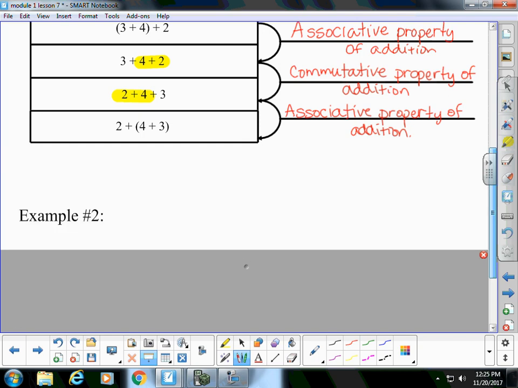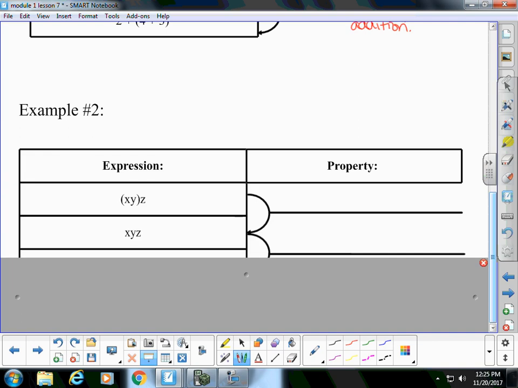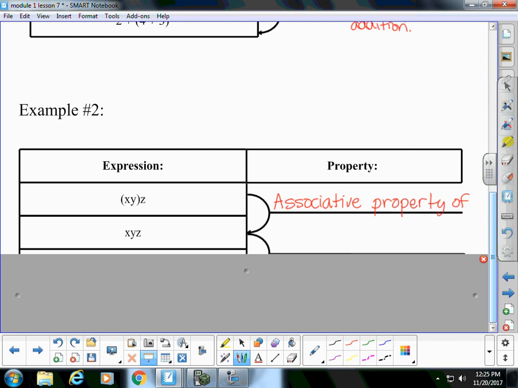So now example 2, I think this one's just multiplication now. Okay, so we're going to look at one line to the next. So you'll notice here the difference from the first line to the second line is they took parentheses out, which means they're changing the grouping. So that's the associative property. But this time it's the associative property of multiplication.